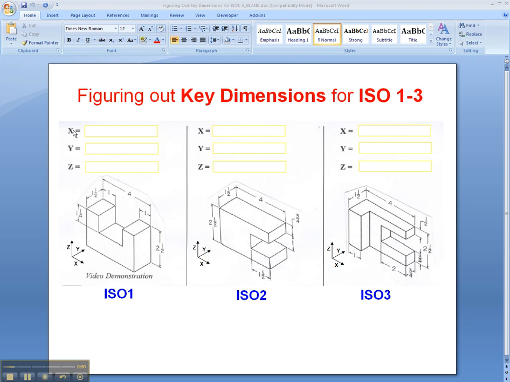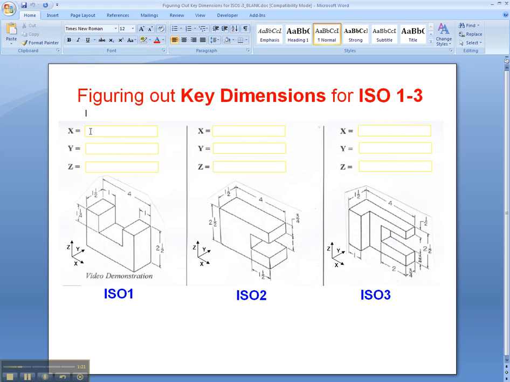X, Y, and Z are our planes, the three dimensions we work in. Right here we've got a little graphic on each one of our drawings, just a reminder of which direction each plane is working in. The X plane works this direction, so any line that's going that way anywhere in your drawing is in the X plane. The Y plane goes that way. Any line that's going in that direction is in the Y plane, and Z goes up. Length, width, and height.